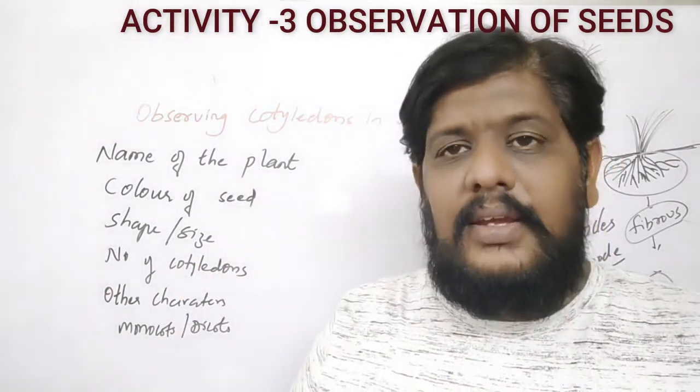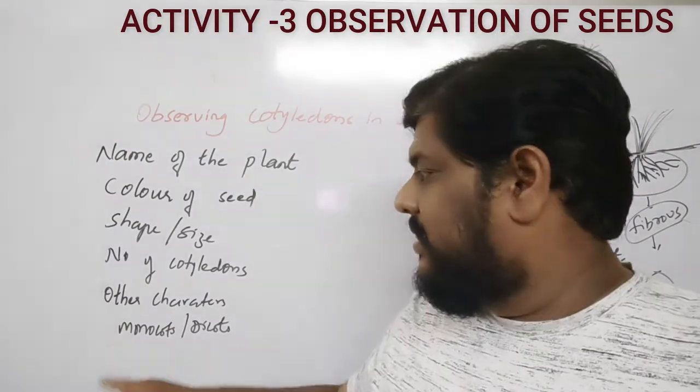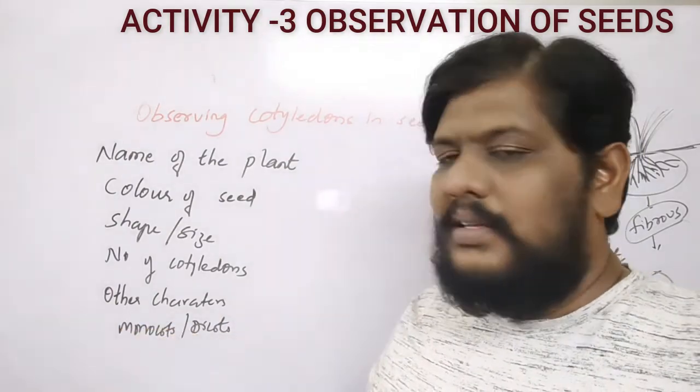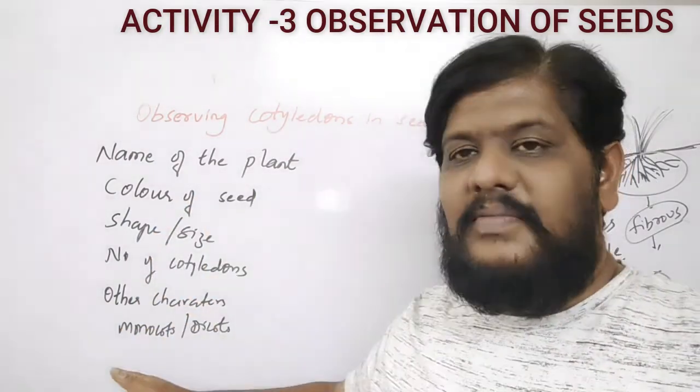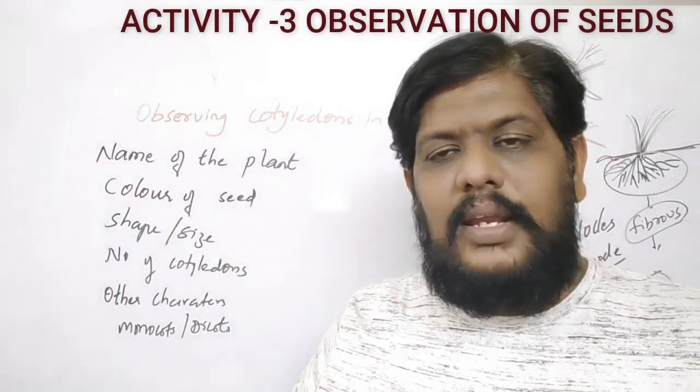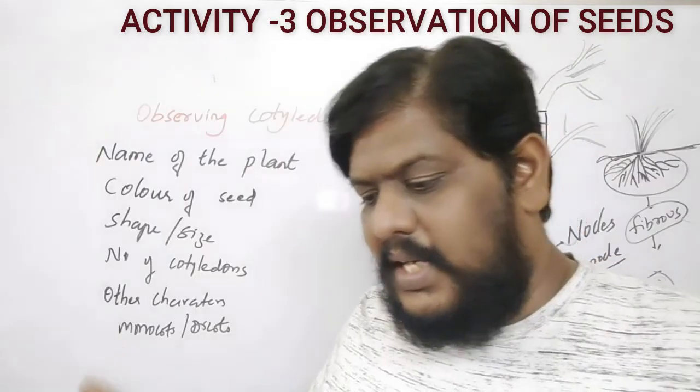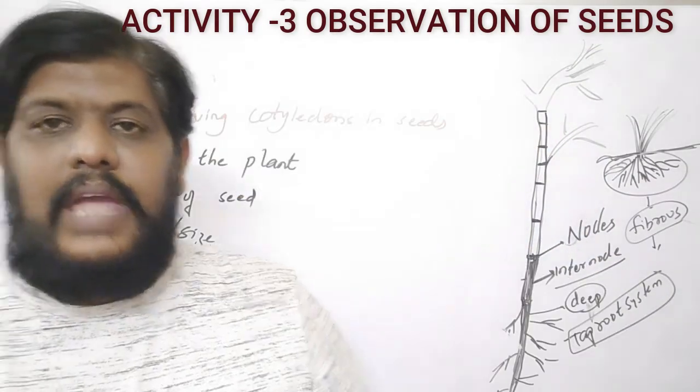So now we have seen how to check the cotyledons. You can write how many cotyledons are present there. Based on all these things, you can write whether they are monocot plants or dicot plants, and also you can write some other features which you can find in these plants. So that is what you can see here. Here we have a table again.